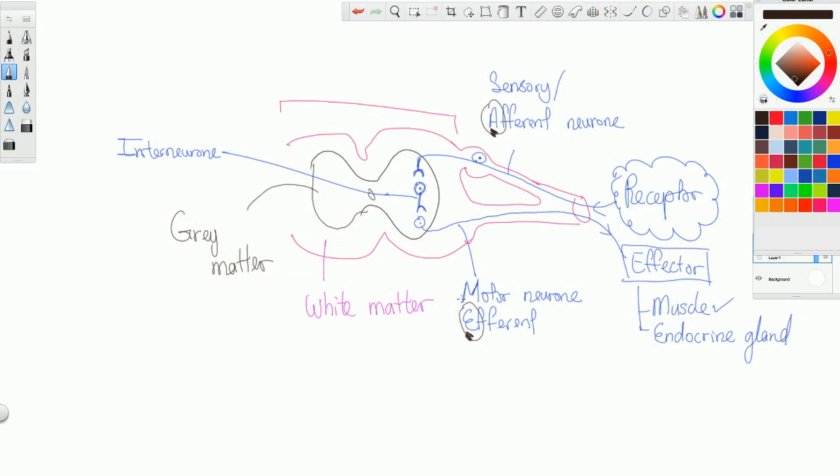Their function is to transmit or send impulses. The afferent neuron sends impulses from the receptor to the interneuron. Then the interneuron sends the impulse from the afferent to the efferent neuron. Then the efferent neuron sends the impulse from the interneuron all the way out to the effector to respond.